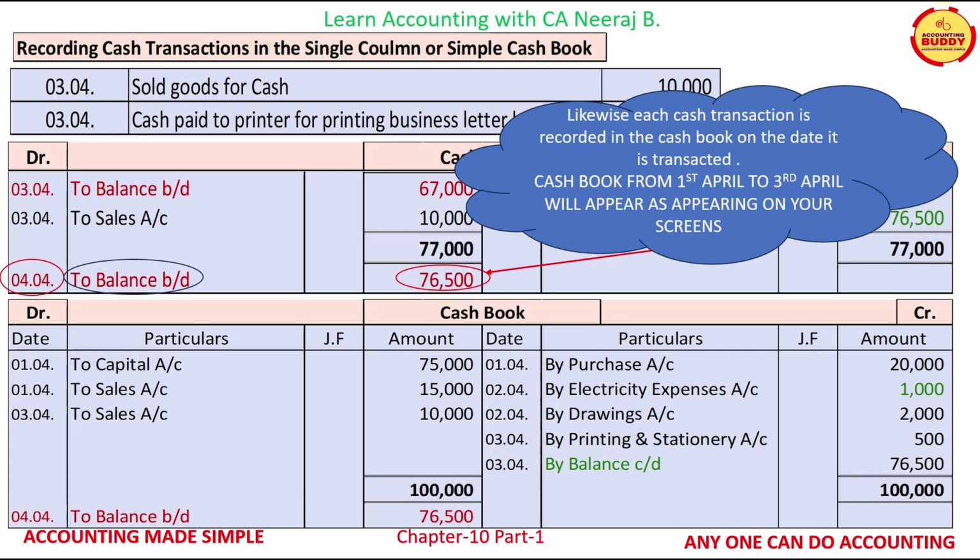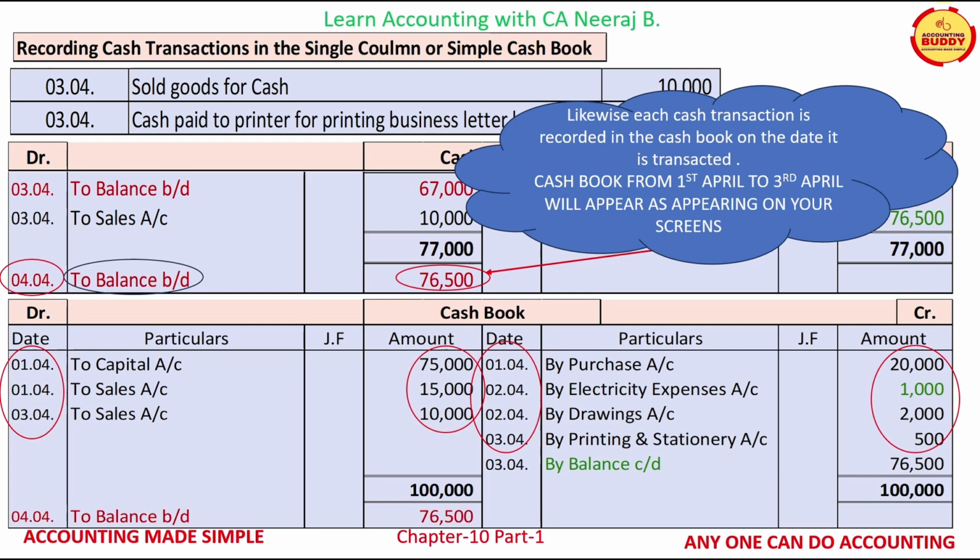All the cash inflow transactions are recorded on the left hand debit side of the cash book on the date on which these transactions took place. Similarly, all the cash outflow transactions are recorded on the right hand credit side of the cash book on the dates on which the cash is actually paid.